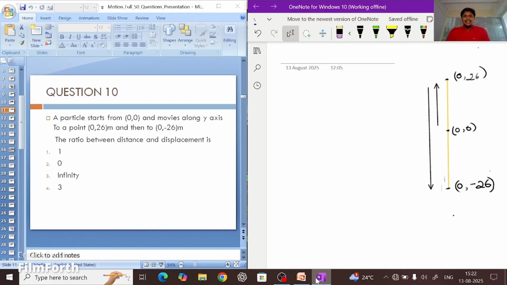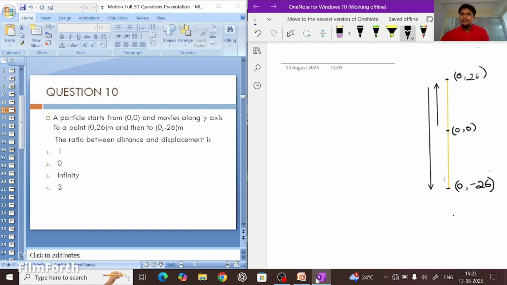Good morning everyone. Today we are going to discuss some of the questions based on motion in a straight line. Here is a problem which states that a particle starts from (0, 0) and moves along the y-axis to a point (0, 26) and then comes back to (0, -26). We need to find the ratio between the distance and the displacement.